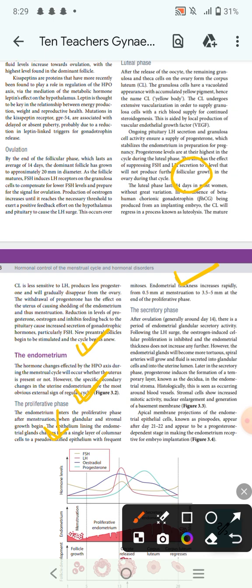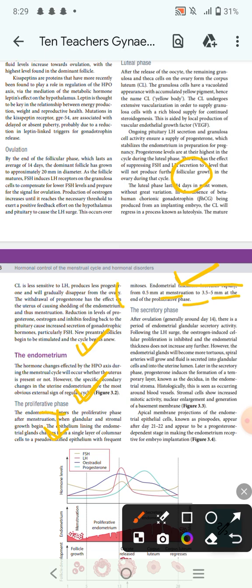And we can say that endometrial thickness increases from 0.5 mm to 3.5 to 5 mm at the end of the proliferative phase. The 0.5 mm endometrium becomes 3.5 to 5 mm in thickness in this particular proliferative phase.